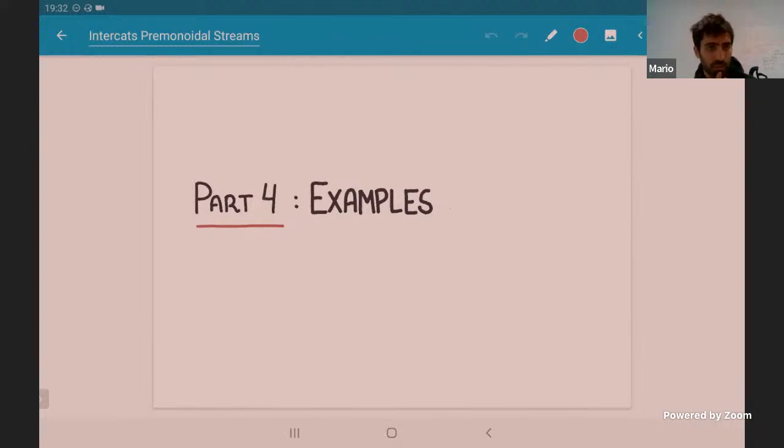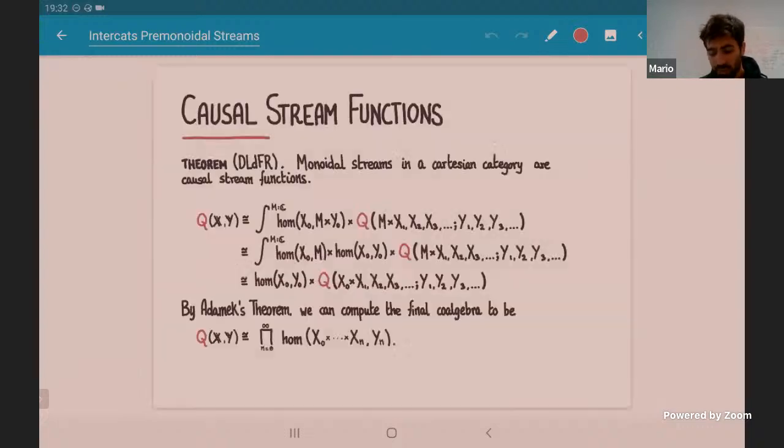So what are those categories of interest? I was saying that a point of this framework would be to recover classical examples. So first of all, the thing we need to do is to recover the classical case of causal stream functions. We were saying at the beginning that causal stream functions were the natural solution when we have Cartesian categories. So we can prove now that monoidal streams in a Cartesian category are precisely causal stream functions. You can do it by coend calculus, you can do it explicitly, and even compute with Adámek's theorem again that the final coalgebra is the one you expect. The details are in the paper, but this is easy after the definition because you are using just properties of the coend.